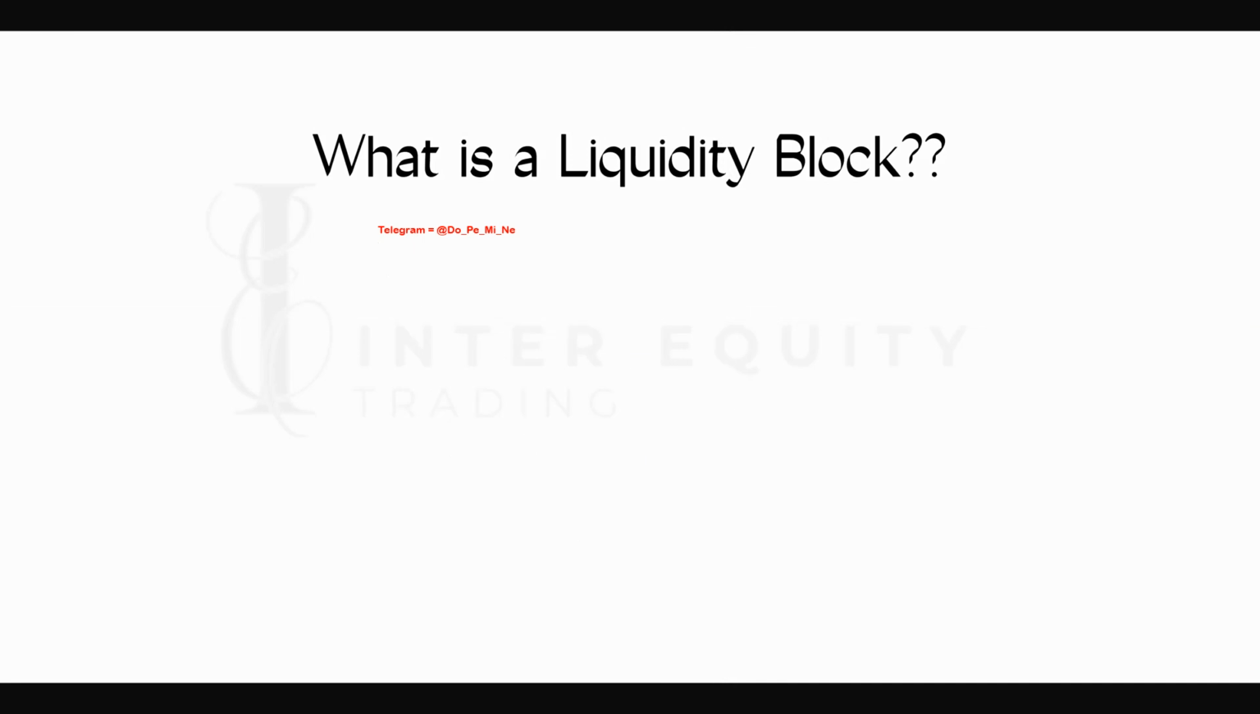What makes a liquidity block valid? In order for a liquidity block to be valid, it must include two rules. Number one, it must run a level of liquidity. Number two, leave an imbalance in the market or close above or below the previous candle's high or low.